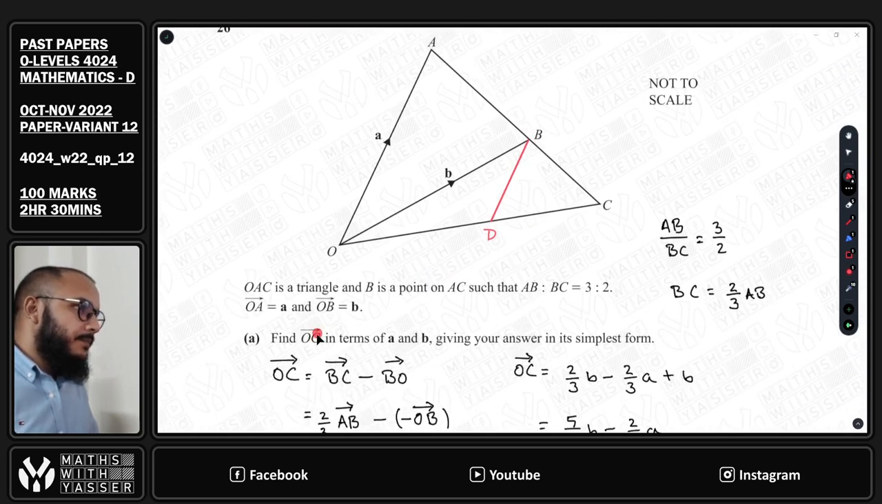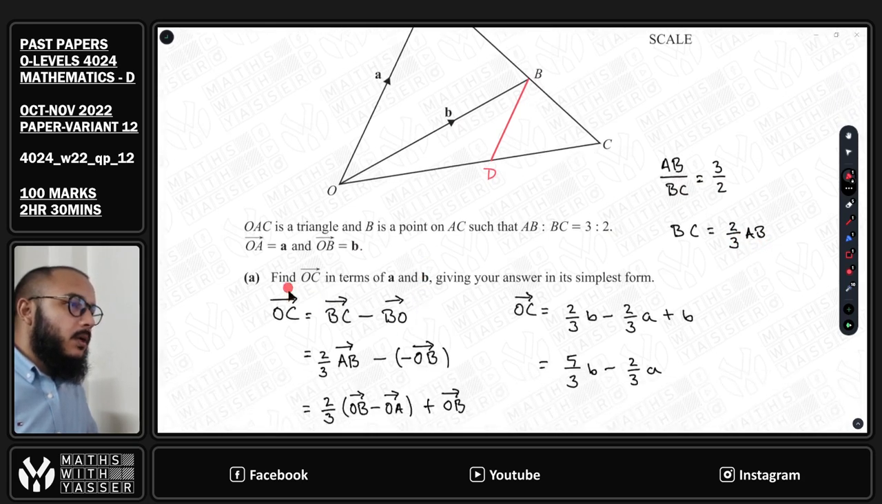Question number 26. OAC is a triangle and B is a point on AC such that AB is to BC is equal to 3 is to 2. OA is equal to A, OB is equal to B. Find OC in terms of A and B, giving your answer in its simplest form. So the ratio that we have, AB is to BC equals 3 is to 2, can be written as AB by BC is equal to 3 over 2. So BC is equal to 2/3 of AB.